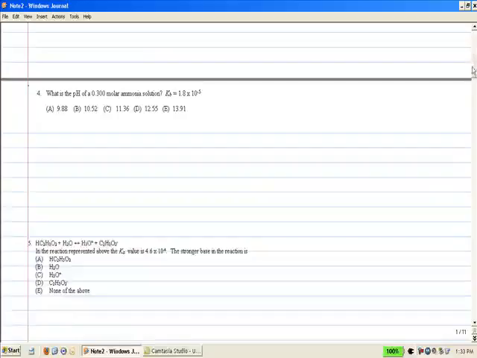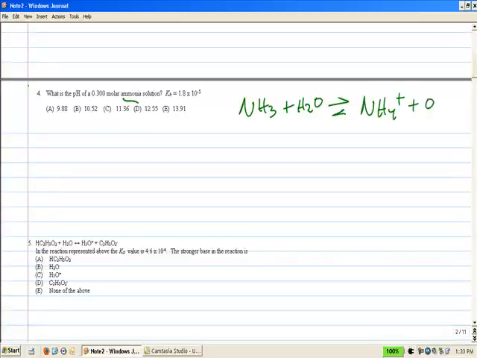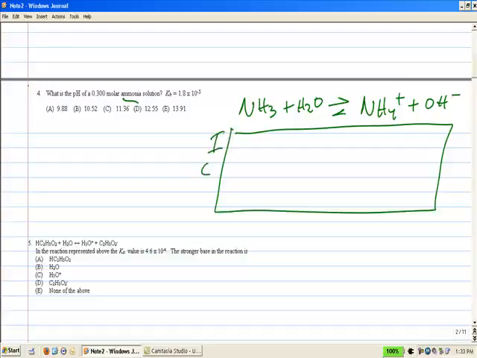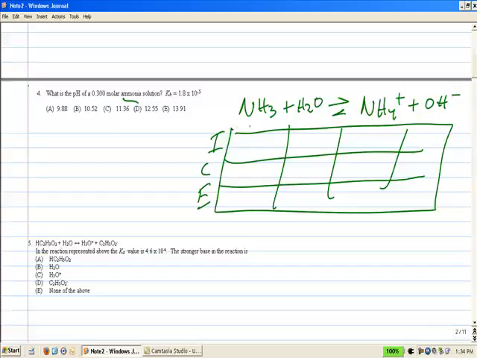Question number 4. What is the pH of a 0.3 molar ammonia solution? So first of all, ammonia is NH3. When you put that in water, again, you can show the water or not show the water, you're going to get NH4 plus and you're going to get OH minus. So what is the pH of that? Well, if we make an ICE table, the original concentration of NH3 is 0.300. The water doesn't matter. The NH4 plus and OH minus are 0 initially.